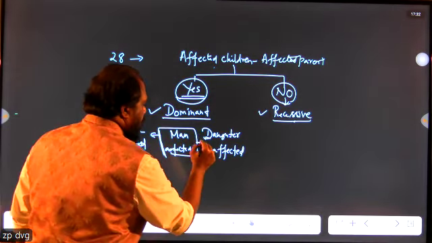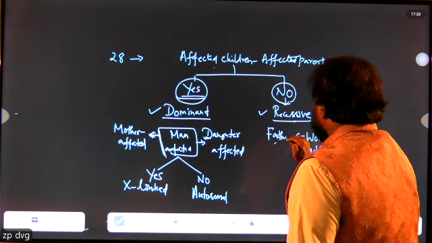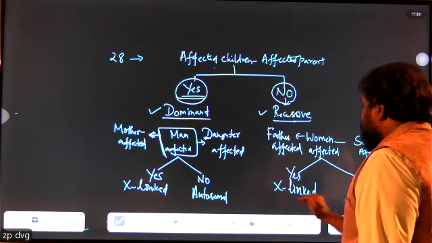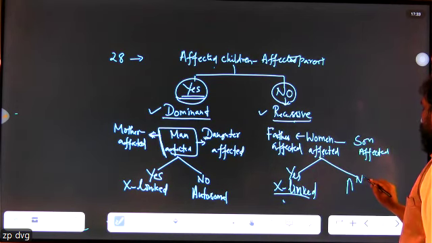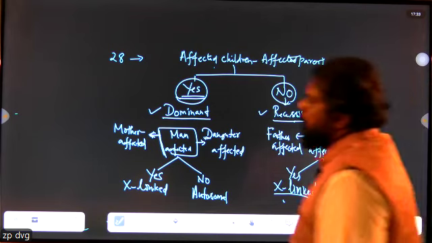If it is recessive, we should look at the women. If the woman is affected, her son also will be affected and her father will also be affected. For this question, if the answer is yes, then the condition is X-linked, and if it is no, the condition is autosomal. So this is the trick that you should understand.